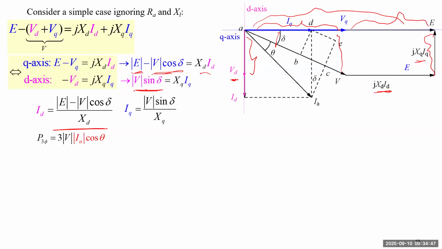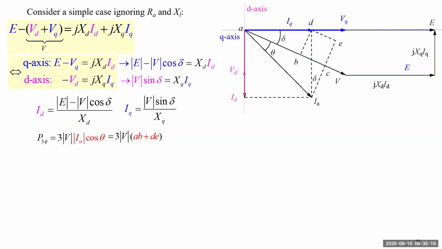And now we are ready to derive the accurate formula for the cylindrical rotor generator to calculate the power output. We still start from this form, which is still correct: 3 times the RMS value of the voltage times the RMS value of the armature current, times the power factor. We have to determine this item using the phasor diagram. So this is equal to the RMS value of armature current multiplied by the cosine of the power factor angle.